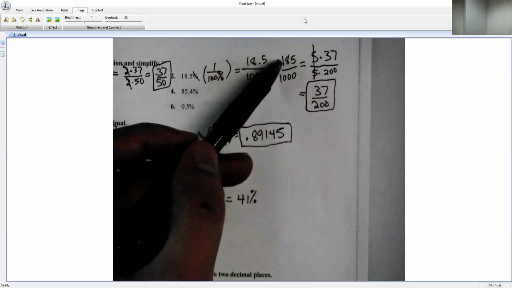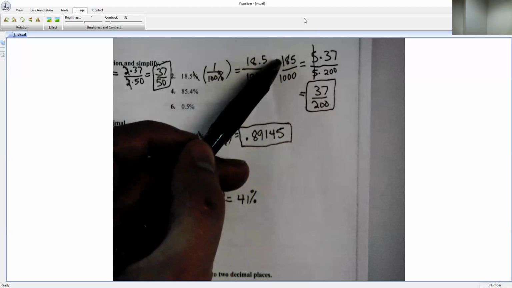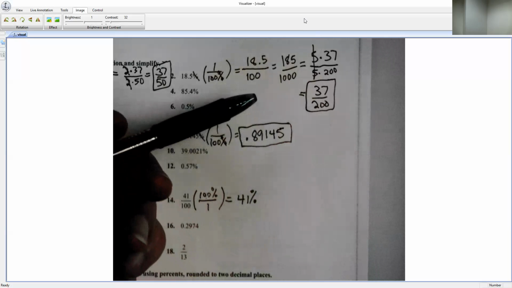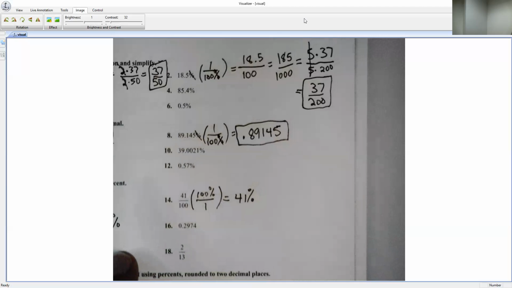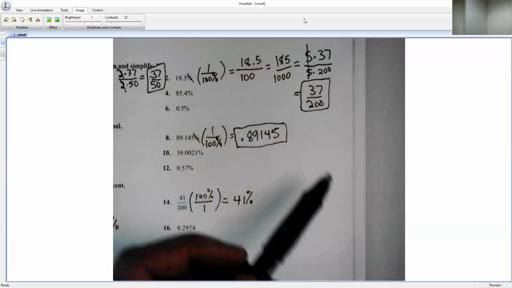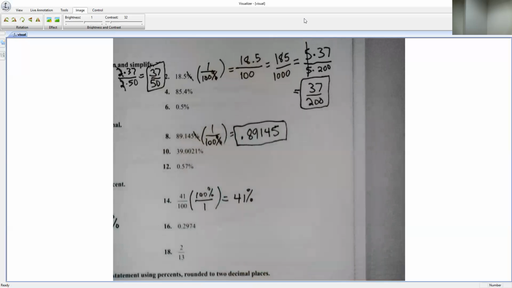This is not even, it's odd, so we can't divide by 2. But 185 ends in 5, and any number that ends in 5, we can divide by 5. So we'll try 5. Top and bottom get divided by 5, and that leaves us with 37 over 200. Now it's simplified.